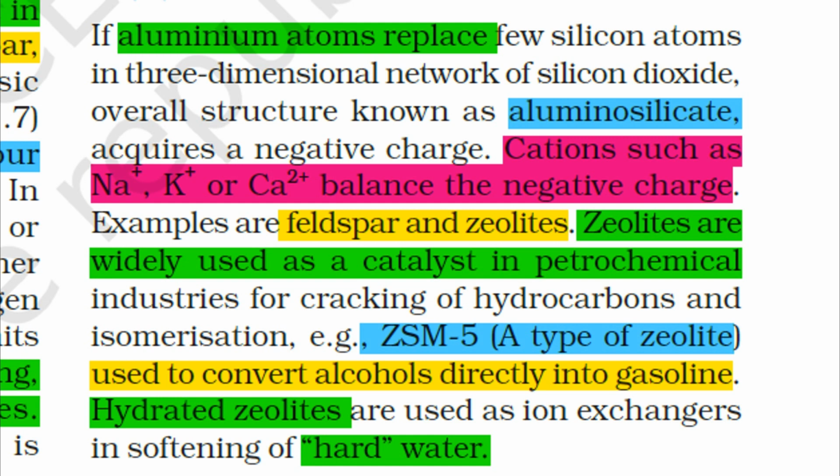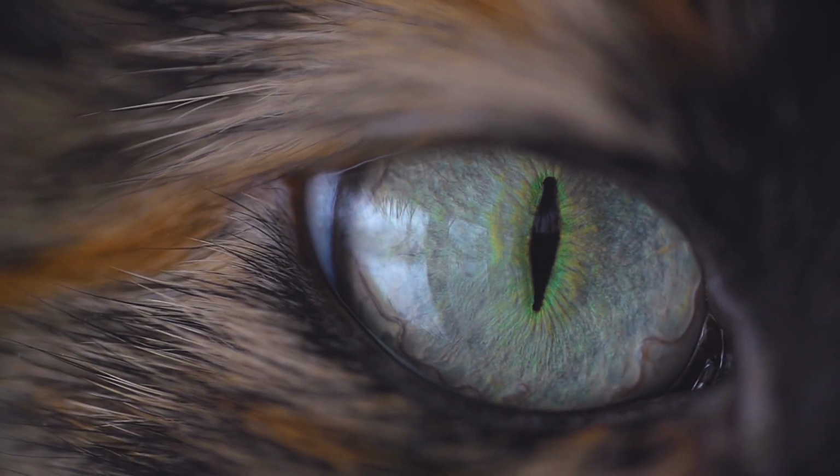So remember this example and its function. It converts alcohol directly into gasoline. Next, hydrated zeolites are used as ion exchangers in softening of hard water. So remember its second function also, that it is used for softening of hard water. So that was all about the p-block of class 11th.